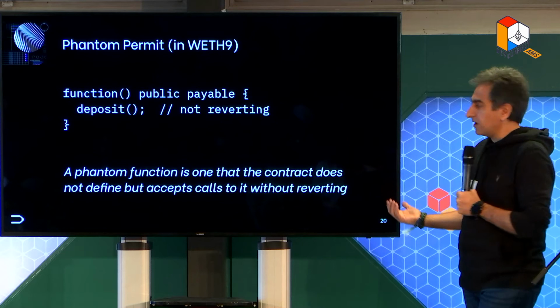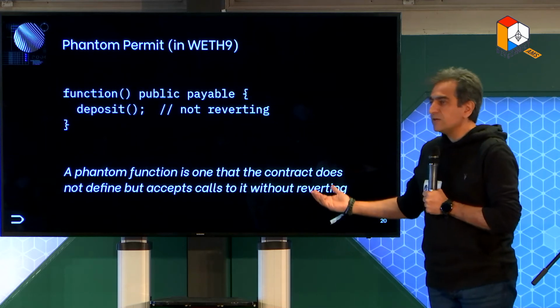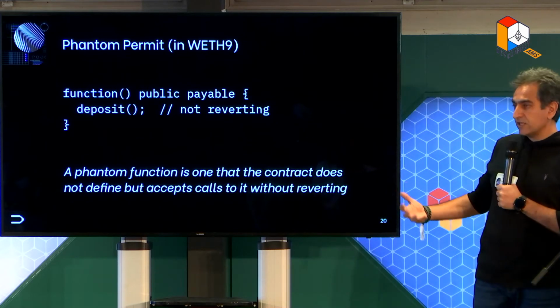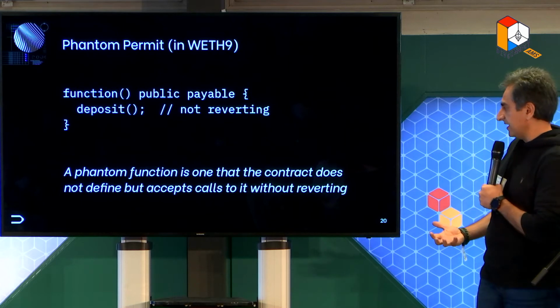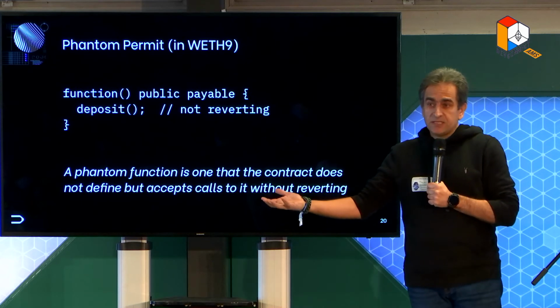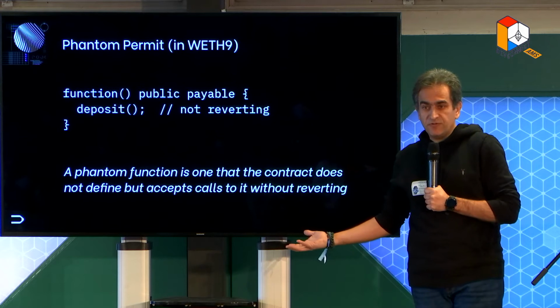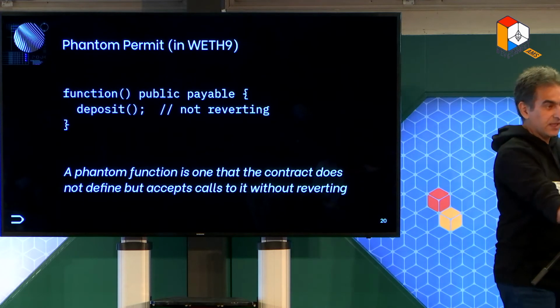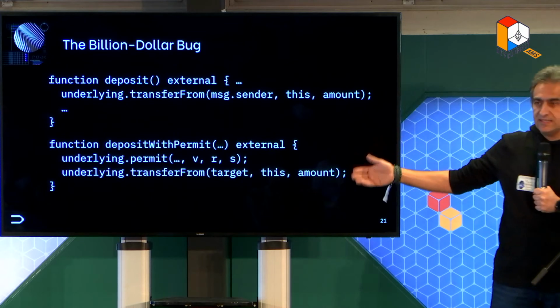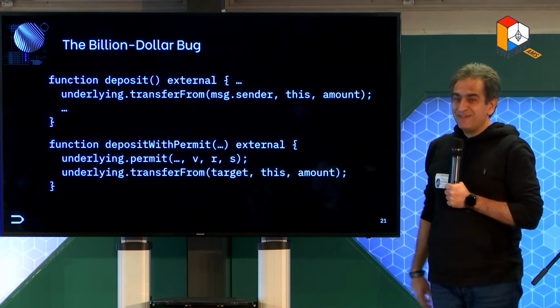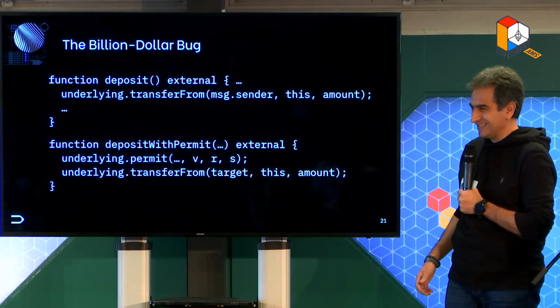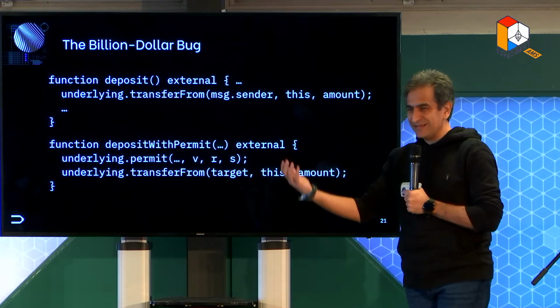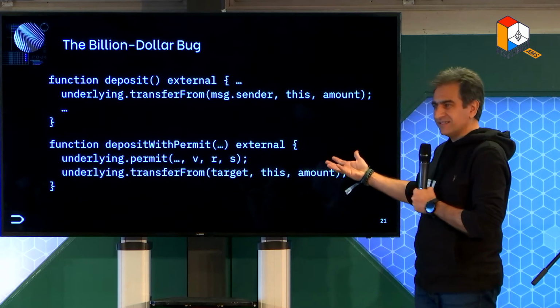So this is what we call a phantom function. A phantom function is one that the contract code does not explicitly define, but it accepts calls to it without reverting. So we say that WETH has a phantom permit. So going back to why this led to a very significant vulnerability, a hugely significant vulnerability, might have been the largest hack ever if we hadn't disclosed it.